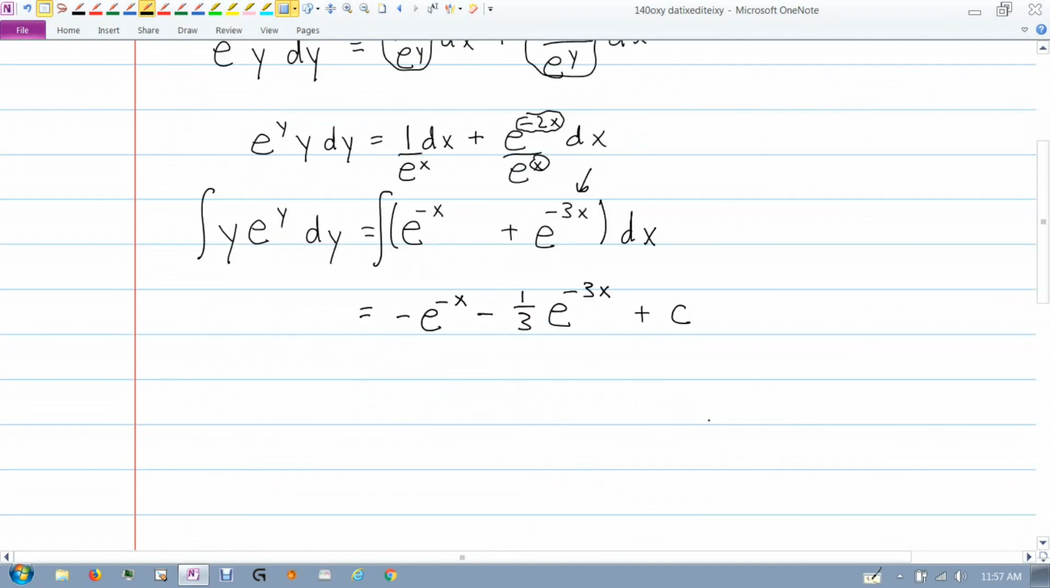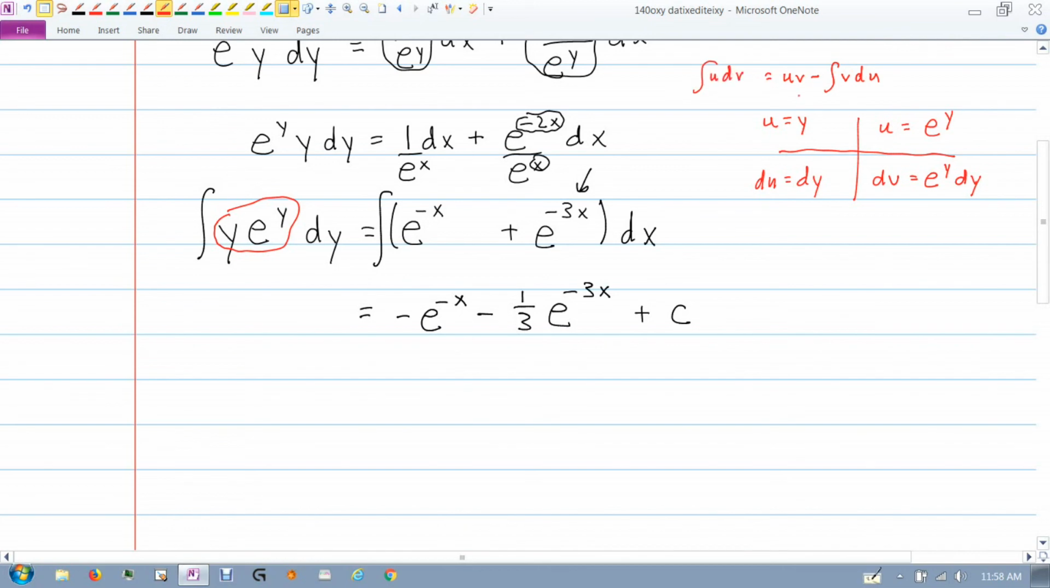Now, the left-hand side is going to require integration by parts, so I'll do that over here. I'm going to say u is y, dv is e to the, what was it, positive y, dy. And then du has to be dy, the derivative of y with respect to y. And then v equals the antiderivative of e to the y, which is e to the y. So we're going to do that formula, uv minus the integral of v du, right? That's what we're using here.